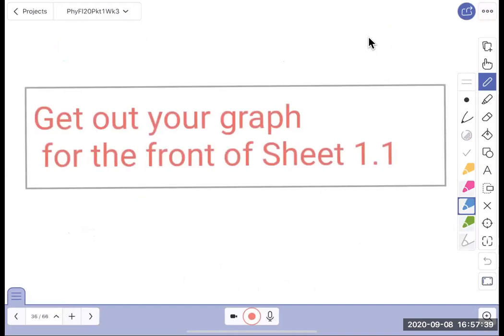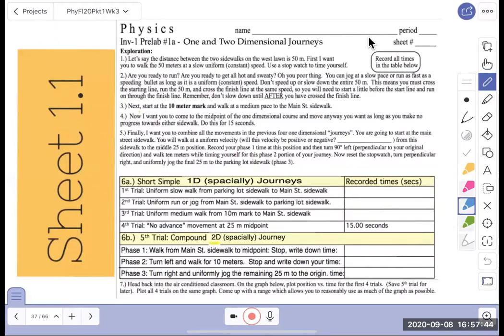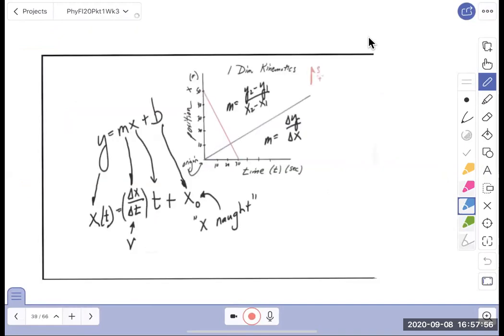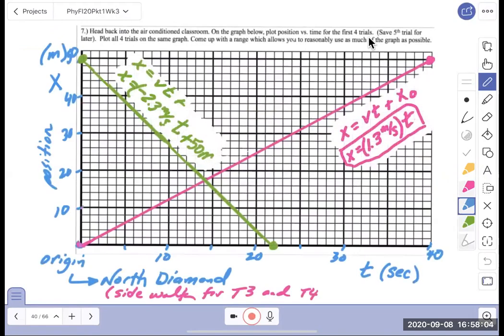So we got out the graph from the front of sheet 1.1 and we looked at that. Oh, by the way, on sheet 1.1 as well, there's an SHV. There are silent help videos on all these. We talked a little bit about lines and how to determine the line. This is what we did last week, but we went over it again in class today, where those lines came from. Now, our main thing today was going outside.